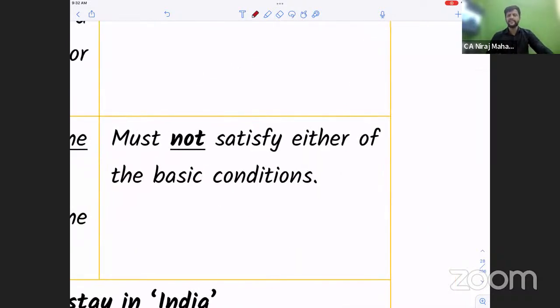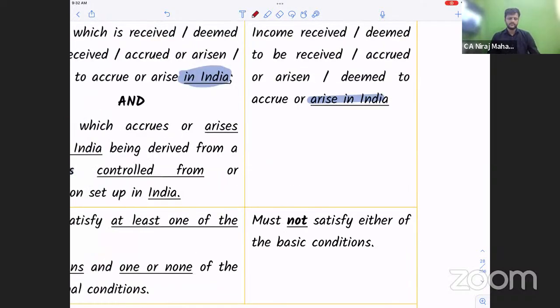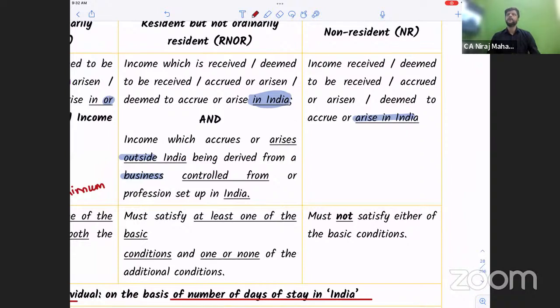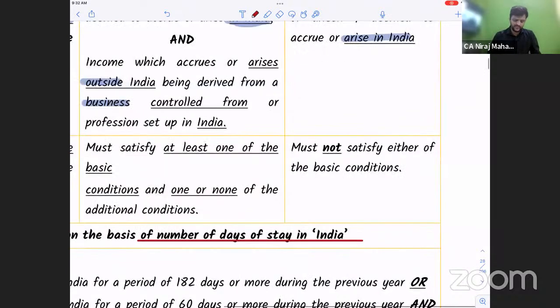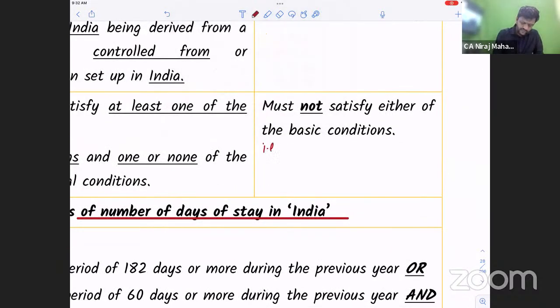Then what about NR? They are quite easy to compare. ROR and NR are exactly opposite. ROR always stays in India, most of the time he is in India. NR is not there in India, or he just comes for hardly a few days. What do they say about NR? Must not satisfy either of the basic conditions. Either means none, basically. He should not satisfy both of the basic conditions.